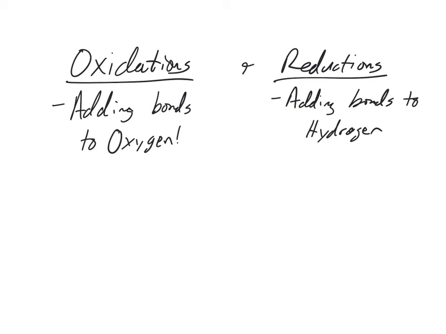All right, the next set of reactions with alkenes, we're going to talk about oxidations and reductions. We're talking about a couple of different types of oxidations and then one final reduction. So what happens in an oxidation? You're simply adding bonds to oxygen. In a reduction, you're adding bonds to hydrogen. So what does this look like practically?